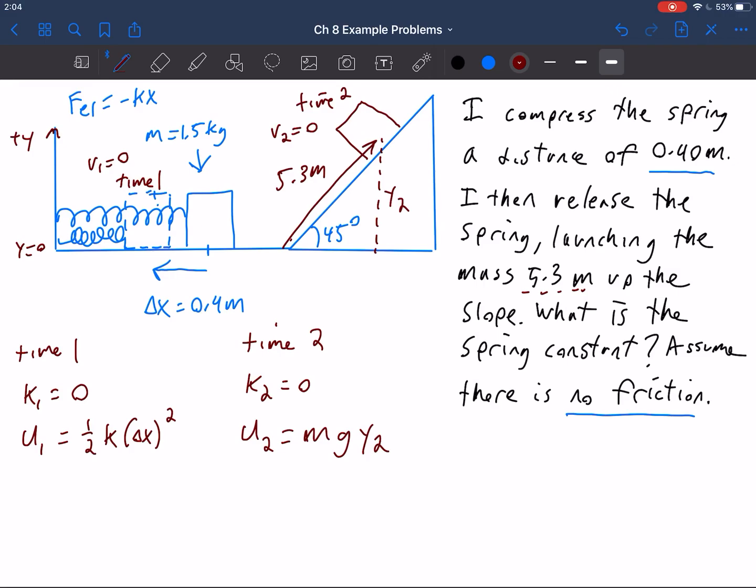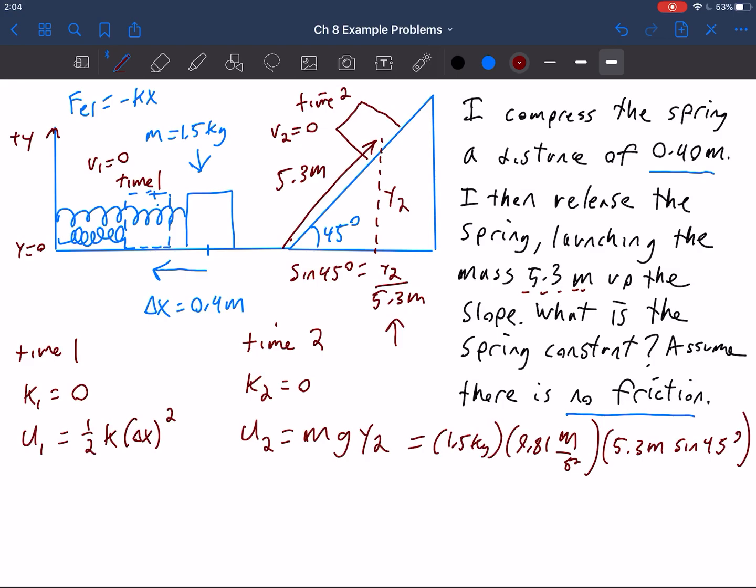Okay, and so we need to relate that given piece of information to this y2 so that we can plug into this formula. All right, so I can see that sine of 45 degrees is equal to opposite, which is y2, over hypotenuse, which is 5.3 meters. So I could use that to solve for y2. Okay, so let's plug in to our potential energy formula here. This is equal to 1.5 kilograms times g, which is 9.81 meters per second squared, times y2, which is, by this equation that we just derived, 5.3 meters times sine of 45 degrees.